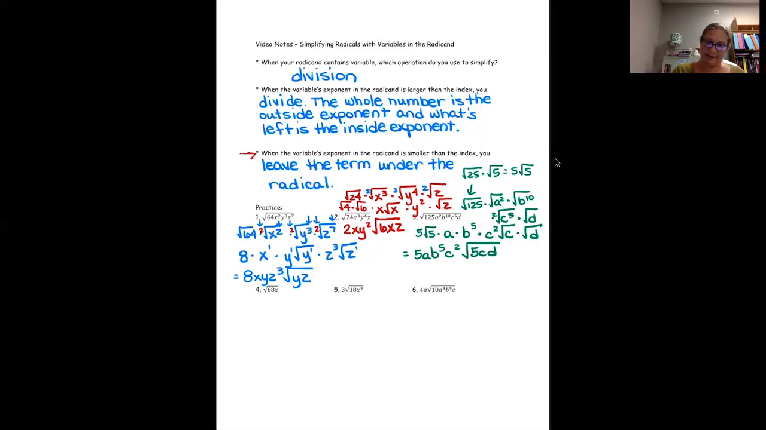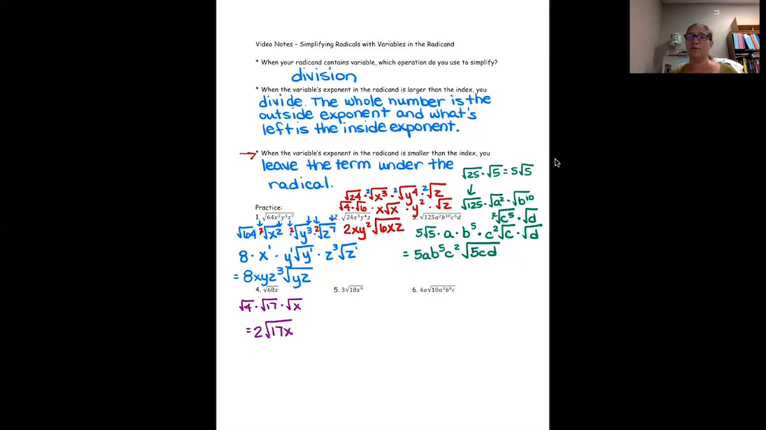Problem number 4 has a variable that does not have an exponent greater than the index, so it stays where it is. So we really just need to break down the square root of 68. The square root of 68 is the square root of 4 times the square root of 17 times the square root of x, which is 2 square root 17x.